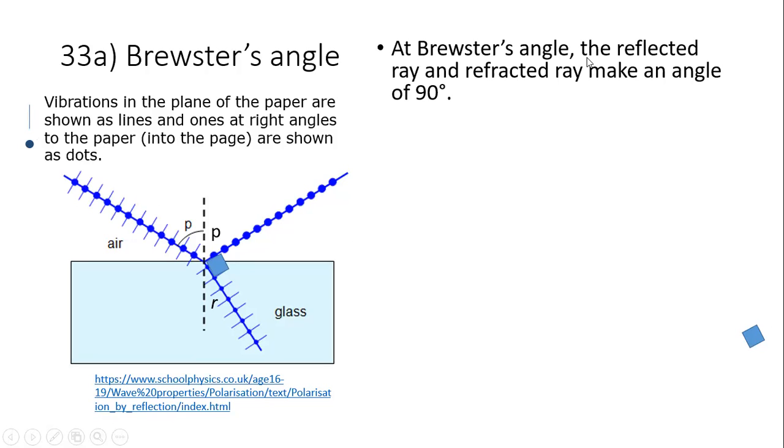At Brewster's angle, the reflected ray and the refracted ray make an angle of 90 degrees. This one, we are going to show in a while. At this angle theta, called Brewster's angle, the reflected ray and the refracted ray make an angle of 90 degrees. Let's show it now. Derivation.